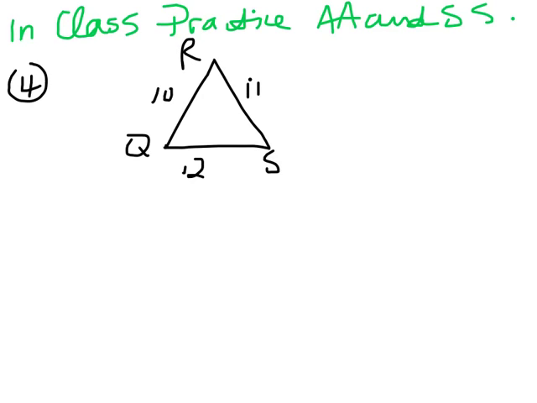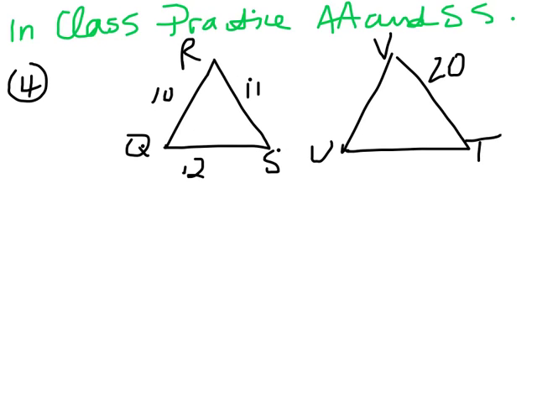SQ is 12. Then they tell you in triangle UVT, and we're kind of guessing that if they went QRS, you're going to go UVT. So go ahead and try seeing if they match up. They tell us VT is 20, and they tell us TU is 24, and they tell us UV is 24.